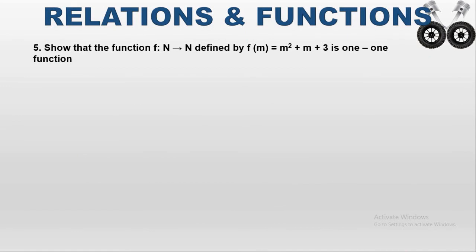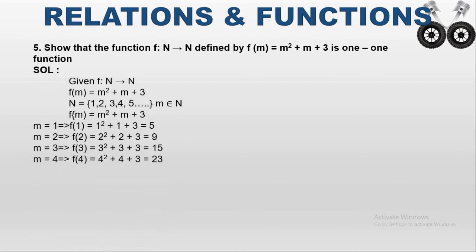The fifth one is: show that the function f from N to N defined by f of m equal to m square plus m plus 3 is a 1-to-1 function. So what is the problem given here? f is a function from N to N, that is, here also the mapping is from natural numbers to natural numbers, and f of m equals m square plus m plus 3. So m is any number presented in the natural numbers.